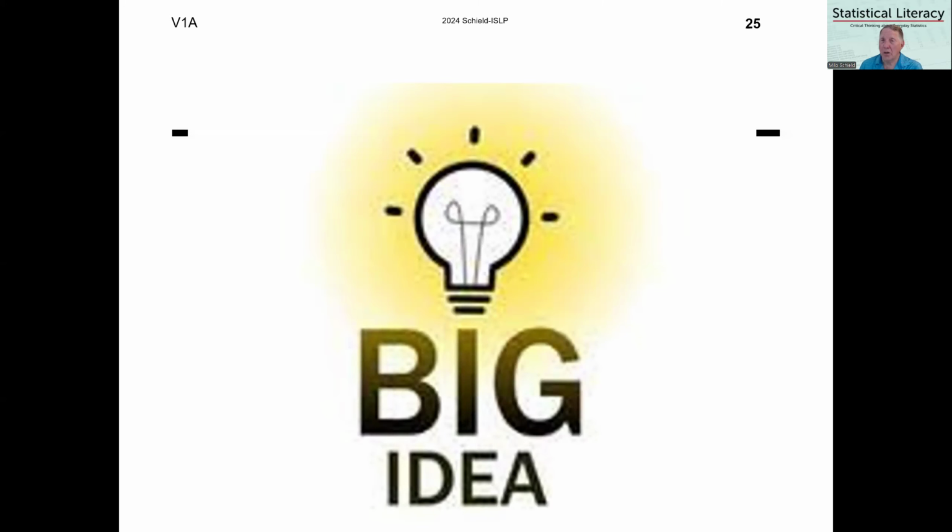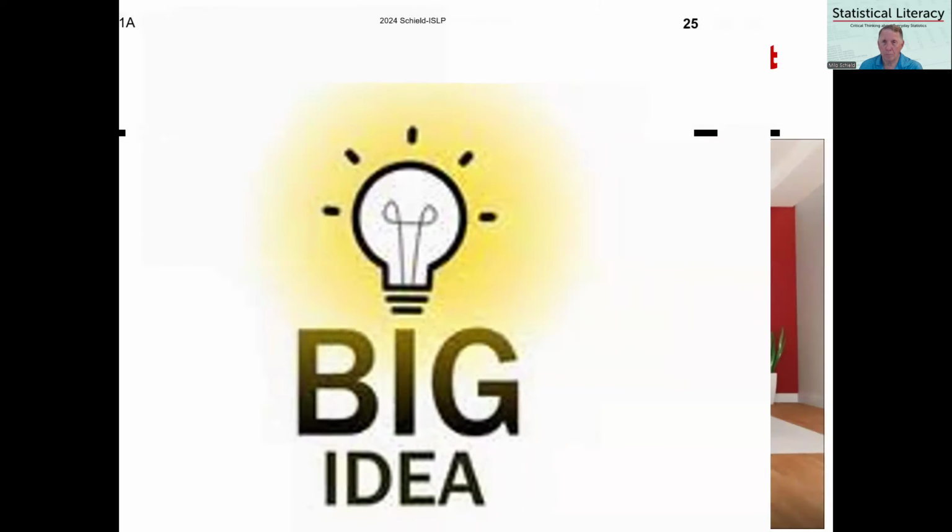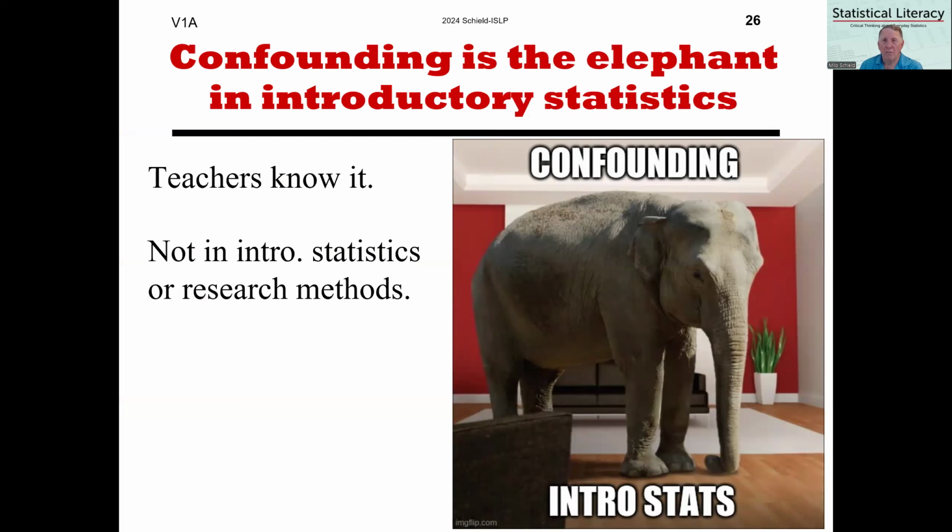nope. Here's where we get what I consider to be not just a big idea, but the big idea in statistical literacy. Confounding. For me, confounding is the elephant in introductory statistics. By elephant, I mean it's something huge, but we ignore it. We know it's there, but it's like we just go around it. We ignore it. As teachers, we know about confounding, but it's not in our statistics textbooks. I picked 100 textbooks off my shelves. 80 of them had no reference to confounding in the index or to any synonym.